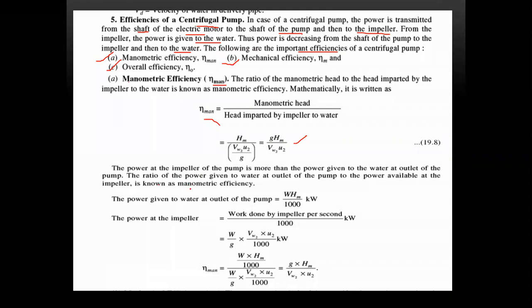The power of the impeller is W into Hm by 1000 in kilowatts; the power of the impeller is the work done by the impeller per second divided by 1000. Therefore, W by g into Vw2 U2 by 1000 kilowatts. That implies manometric efficiency is equal to W into Hm by 1000 divided by this.